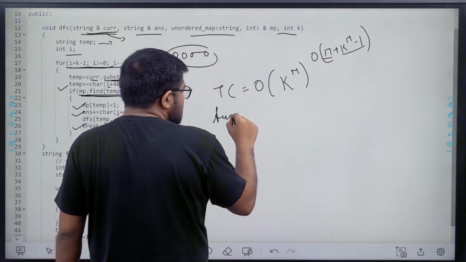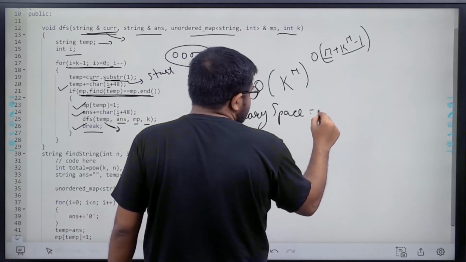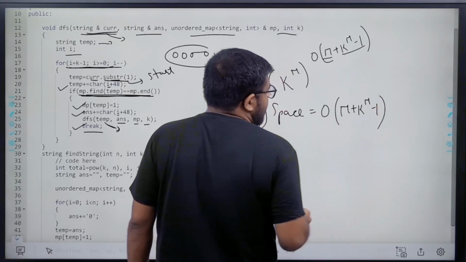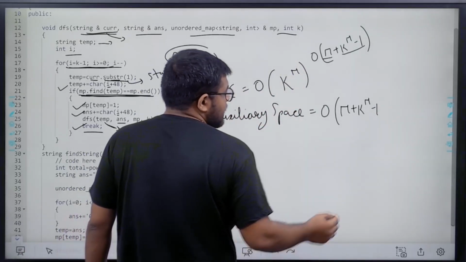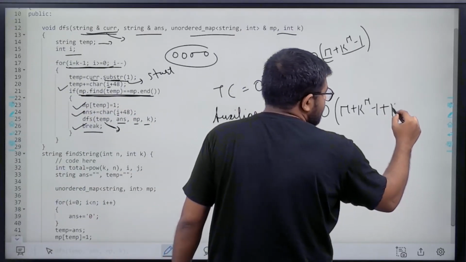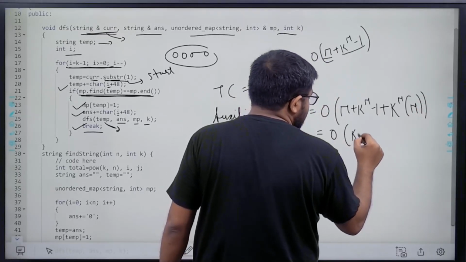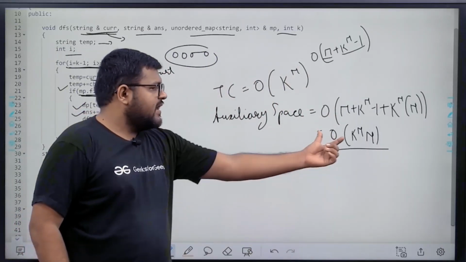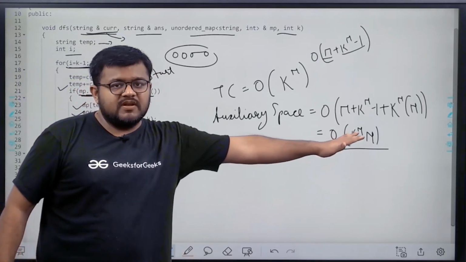And what will be the auxiliary space? The answer string will contain this many spaces, and then there is the map in which we are storing strings. We are storing k to the power n strings, each of length n, in the map. So the auxiliary space will be k to the power n into n. So this will be the time complexity, and this will be the auxiliary space. Of course some auxiliary space will also be used by the call stack of the recursive function, but this will give the upper bound.